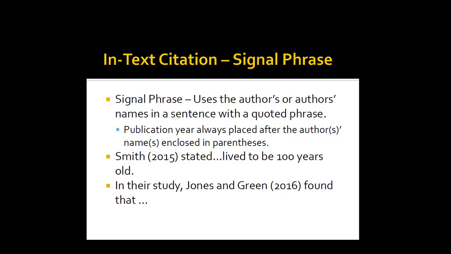Sometimes you'll have the author's name used in the body of the sentence. This is called the signal phrase. When you have the author's name in the body of the sentence, you'll follow it with the year of publication enclosed in parentheses. It is not necessary to restate the in-text citation of author's name and year following the quote. And here are some examples.